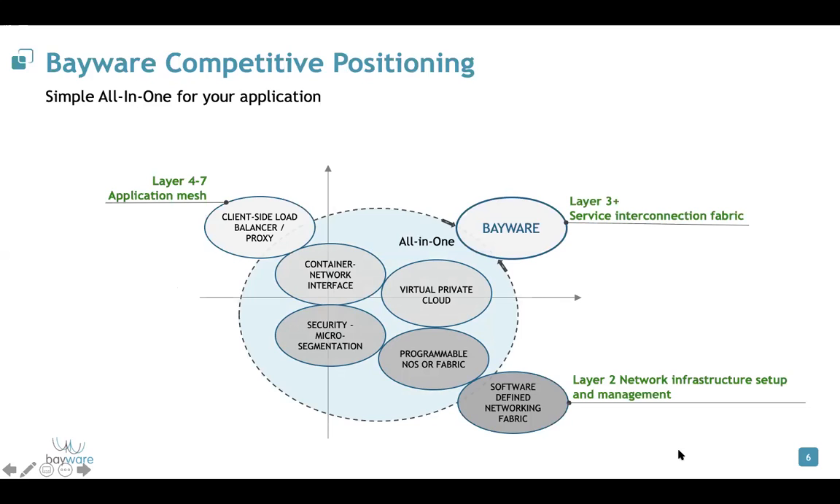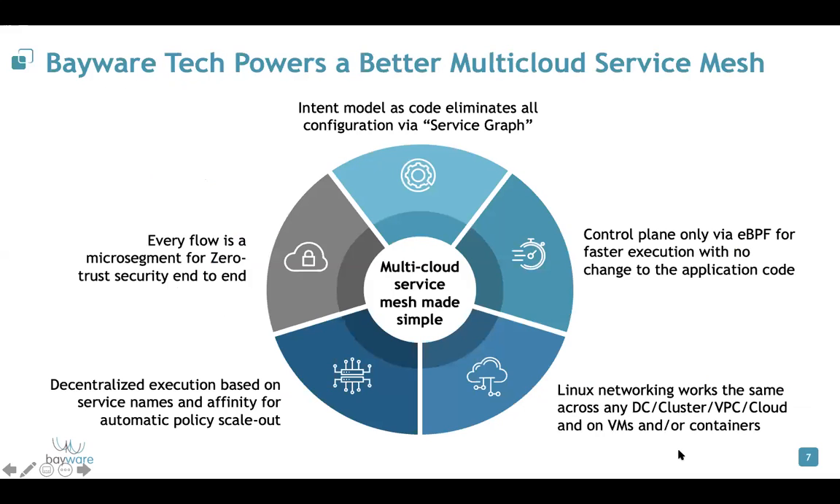It doesn't require you to change anything in the layer 2 in order to get the full benefit of the solution. Bayware does this with multiple differentiating technologies. We use an intent model as code that eliminates all configuration. We're control plane only, for example, using eBPF for faster execution and no change to the application code. It's all Linux networking, so it works the same everywhere.